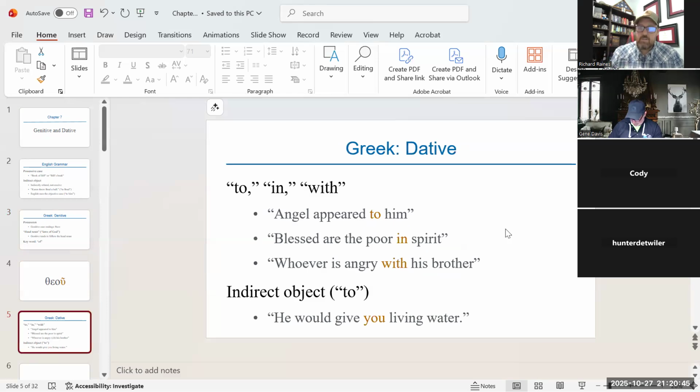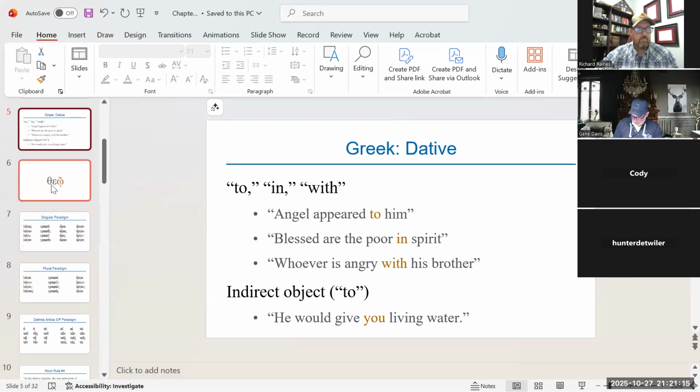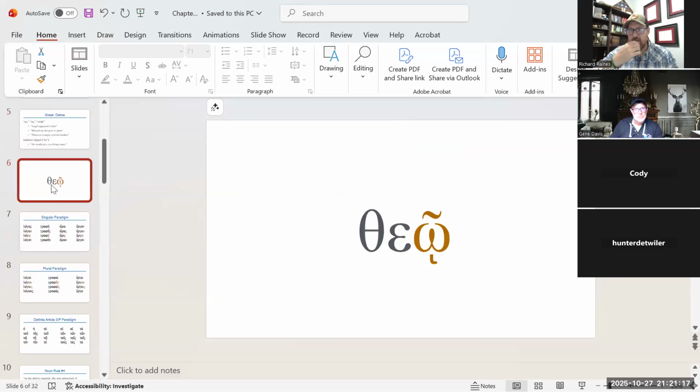In the dative, you're going to typically translate it with either to, in, or with, because it's an indirect object. It is related to the action of the verb, but it's not the direct object. Here is the singular dative case of theos. It's theo with the subscript.